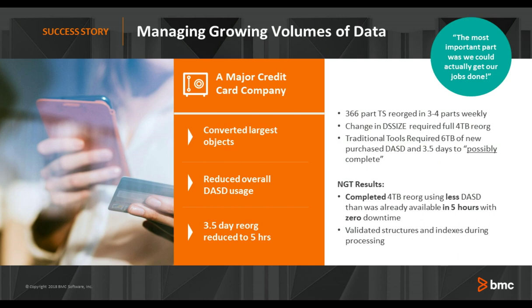We actually had a major credit card company do a presentation at IDUG where they wanted to tell their story about how they used our next generation technology and what it did for them. Before the presentation, I was talking with her, and she said, one of the stories was we had a 366 part table space. We thought it was fine. We reorganized it 3 to 4 parts weekly. Now we're back to that Golden Gate Bridge, but she said it seemed fine. We just did it and we checked the box. The issue was that we changed the data set size, and all of a sudden we had to reorganize all 4 terabytes in a single job, and we had no way of doing it.